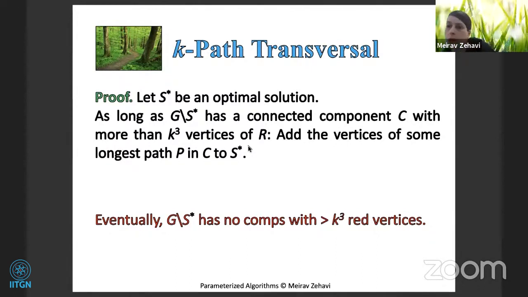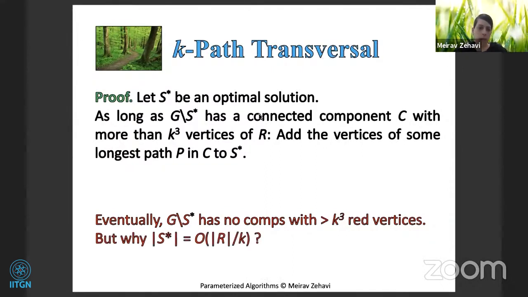But okay, so we did this. But why didn't we add too many vertices along the way? We need to ensure that the number of vertices that we added while taking care of all of these problematic connected components is at most order of the size of R over K. So this is what we are going to prove now, that we didn't add too many vertices. Why is the size of S star eventually at most order R over K plus opt? In the beginning, we added an optimal solution.